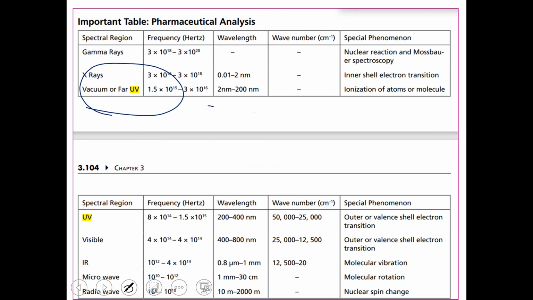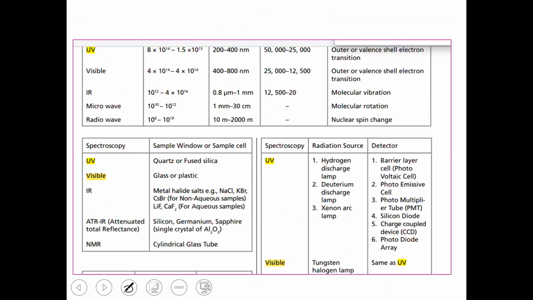You should be aware of the wavelength range. You can divide the UV into near UV and far UV, or vacuum UV. So this wavelength range is important to be known. Of course, other spectroscopy is also listed, which you do have in your syllabus. Since this session is UV spectroscopy, I have highlighted only that part.